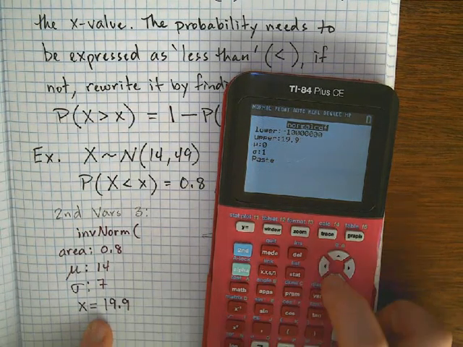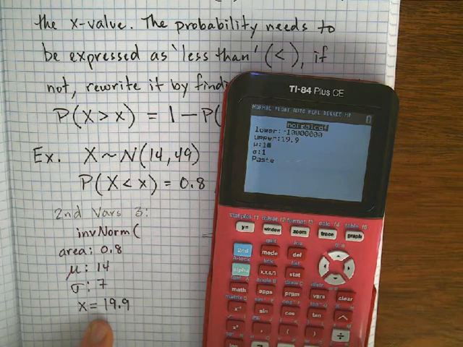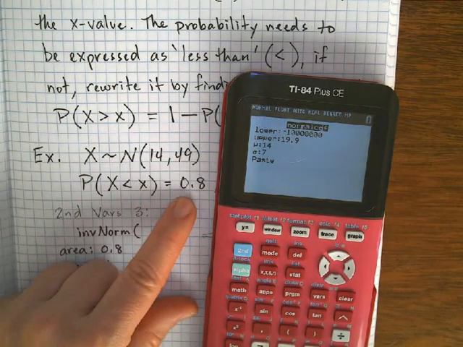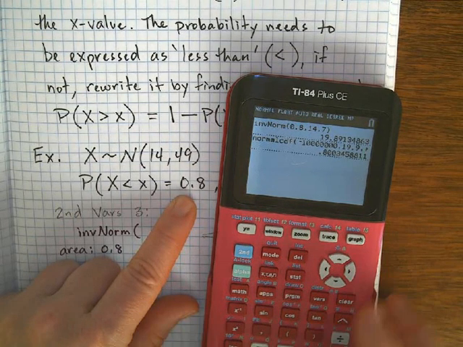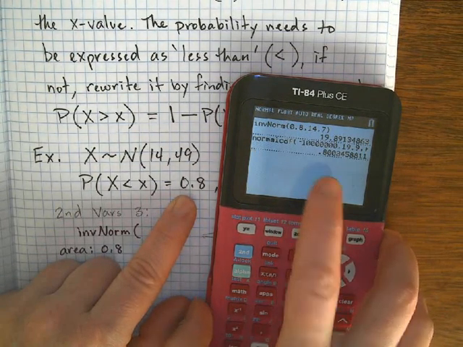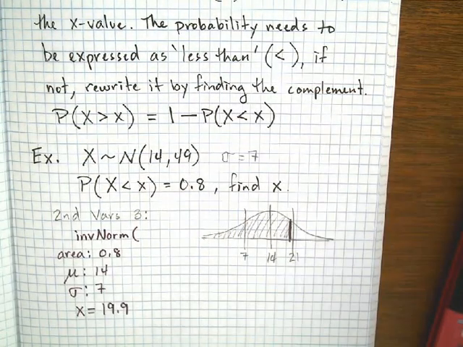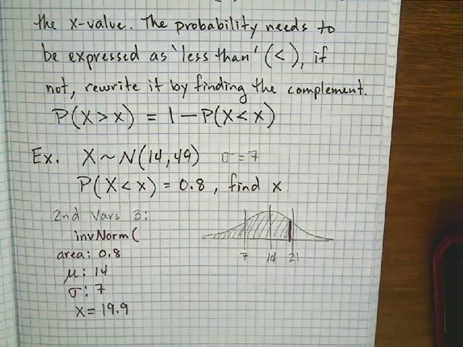My mean, again, was 14. My standard deviation was 7. And when I do this, I should get approximately 0.8. And there it is, 0.8. So it worked. Yay! I just went backwards. Okay, so there's a very simple one where we're just going backwards.